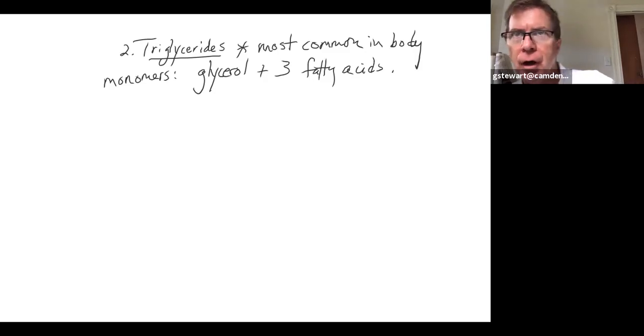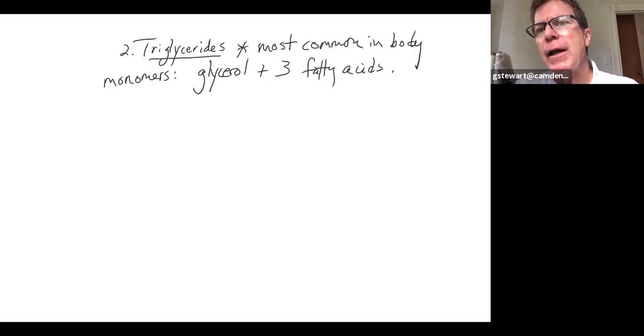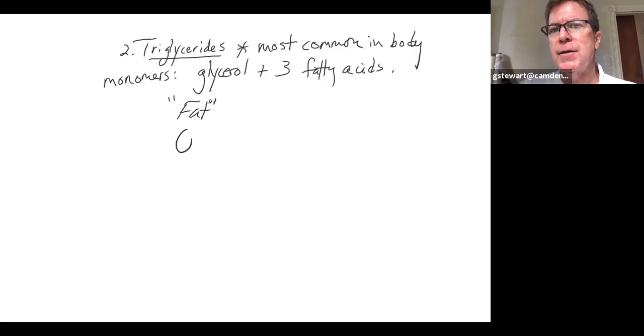And when we define a triglyceride as a fat, that just means it's in solid form at room temperature. This is pretty intuitive. And a triglyceride that we call an oil is just a liquid at room temperature.